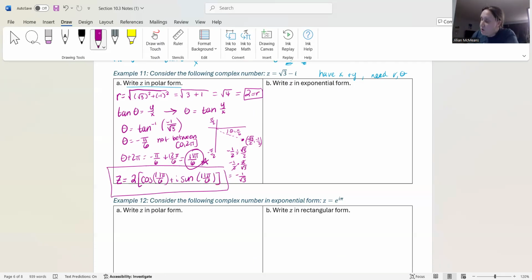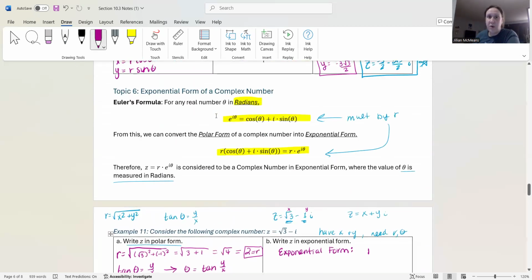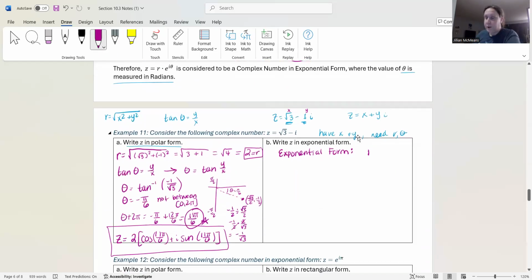Okay. Now, we need to remember that exponential form, okay, we have that it is equal to, well, let me show you. I don't want to just let you believe me. We want exponential form, which is this right here. So r times e to the iθ, okay? So r times e to the iθ. Remember, r is 2. Theta is 11π/6.